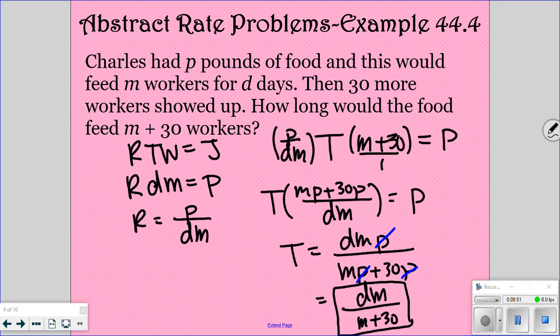So you're using some similar formulas to what we've been using. You just get a random hodgepodge of letters and numbers for your answer. But that's how you do your abstract rate problems, basically.